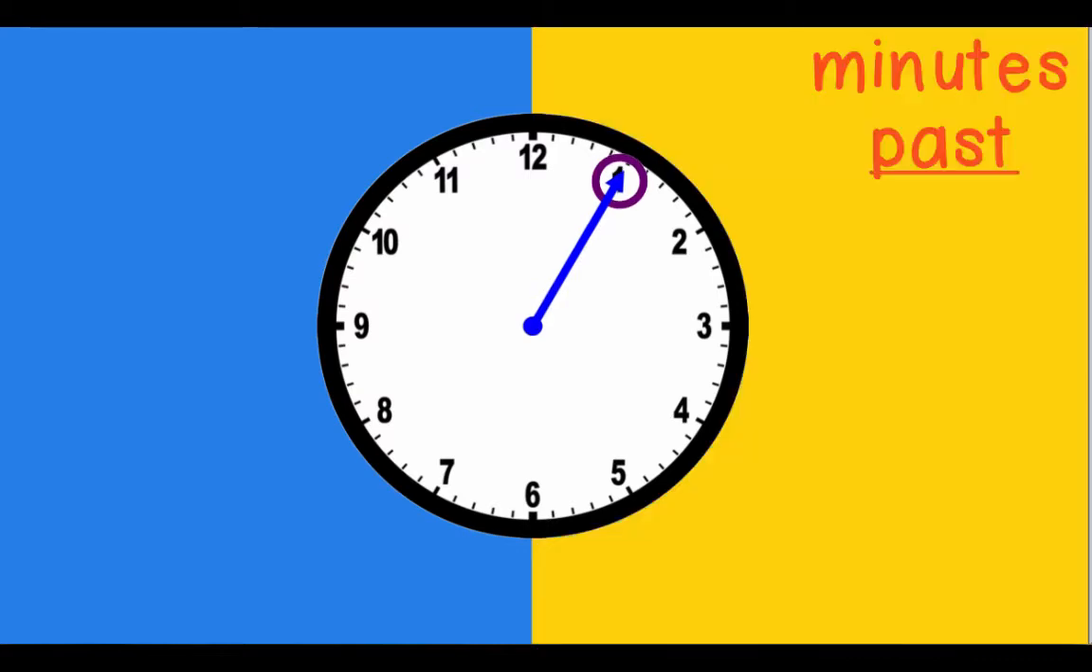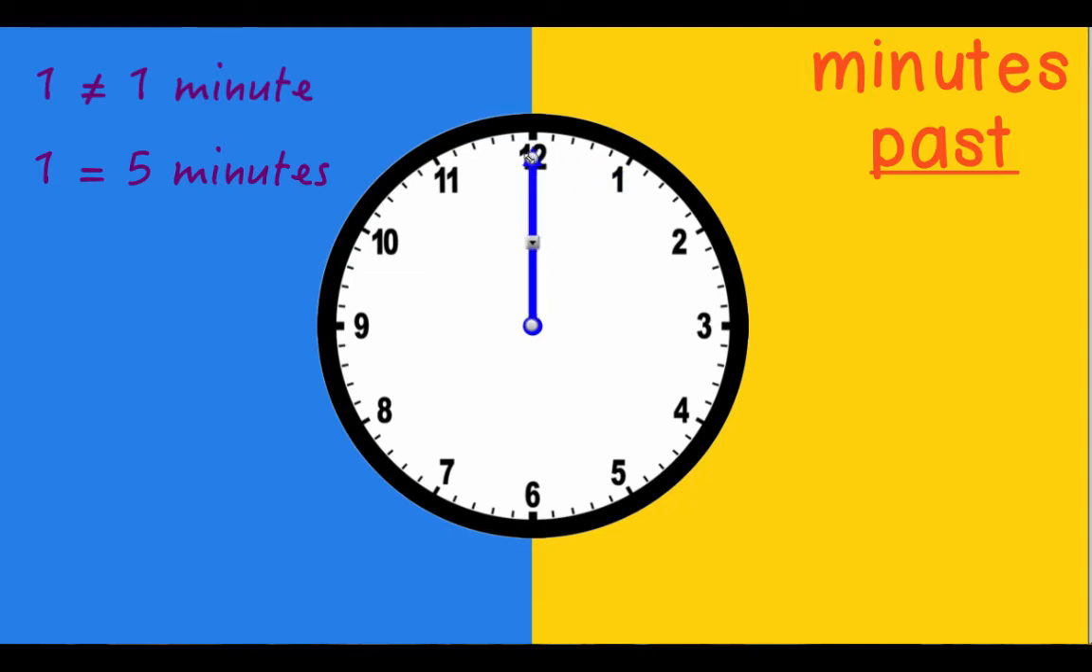When our long hand, or our minute hand, is pointing to the 1, it's not actually representing 1 minute past an hour. This one actually represents 5 minutes, because from our 12 to our 1, we have ticked past 1, 2, 3, 4, 5 minutes. And it's past because we're on our past side of the clock. So when the minute hand is pointing to the 12, no minutes have passed the hour.